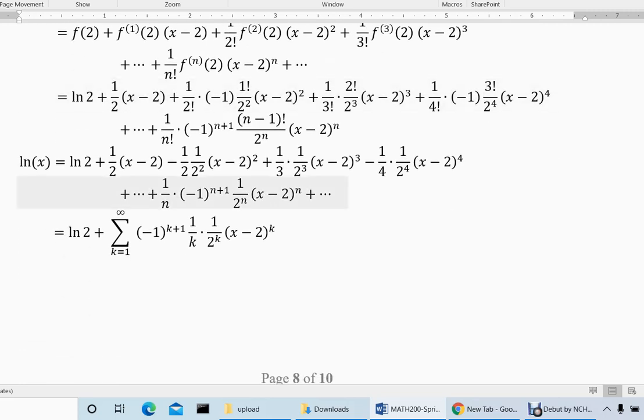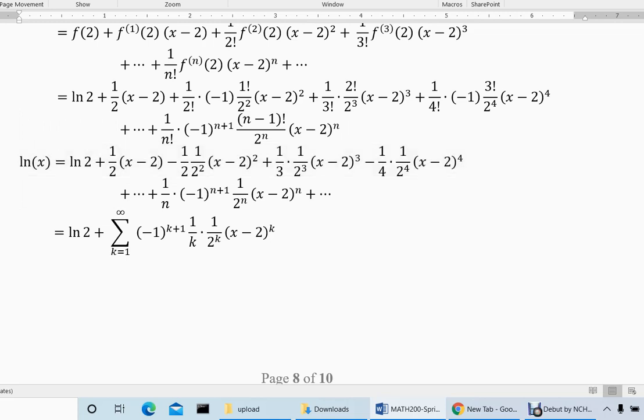Simplify, you will get ln x equal to ln 2 plus half into x minus 2 minus half into 1 by 2 square into x minus 2 whole square plus 1 by 3 into 1 over 2 cube into x minus 2 whole cube. And it goes on like that.